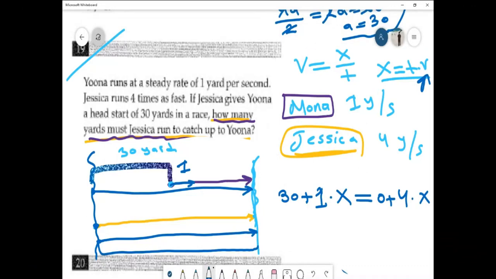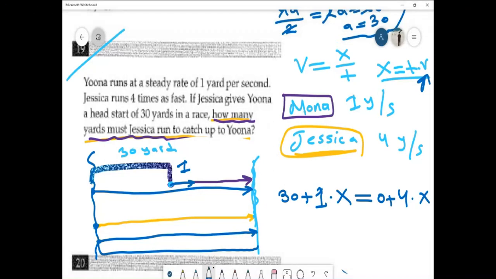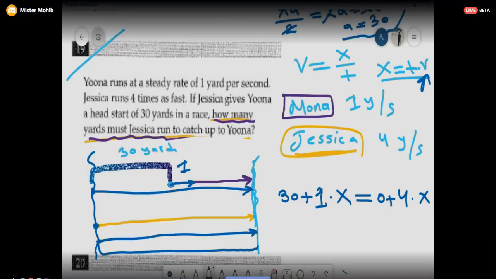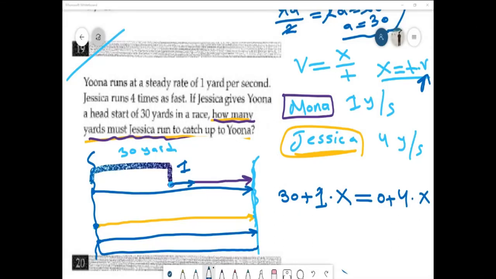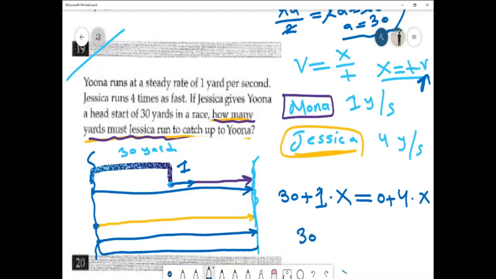The yellow was Jessica. Jessica is running with the speed of 4 yards per second, but Jessica is starting from 0. There's no head start for Jessica, so this is 0. 0 plus velocity, which is 4, times time.